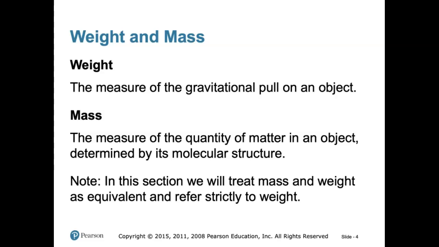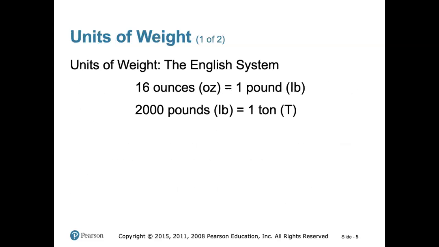We call that weight. So weight is the measure of the gravitational pull on an object, where mass is the measure of the quantity of matter in the object determined by its molecular structure. So for what we're talking about, we're going to treat mass and weight as equivalent and just say weight. All right, so go ahead and pause this.